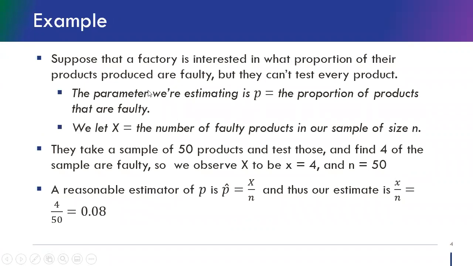Example here. Suppose that a factory is interested in what proportion of their products produced are faulty, but they cannot test every product. So they want to know the parameter P, the proportion of products that are faulty. This P is a population parameter, and the population is the factory's products. It produced so many products that you cannot test every one. So we just draw a sample of size N, and we denote the number of faulty products in this sample by X.